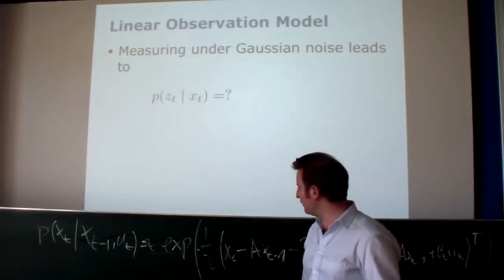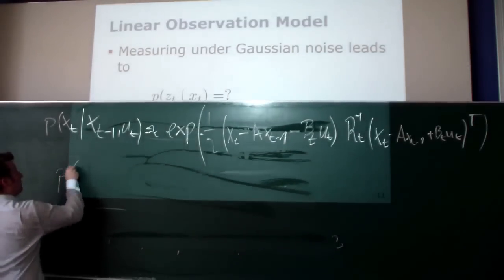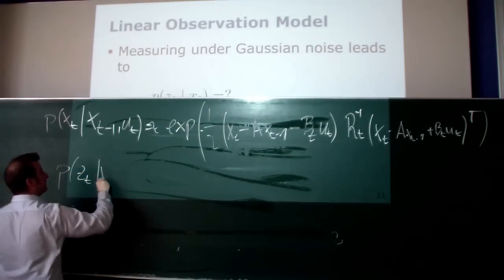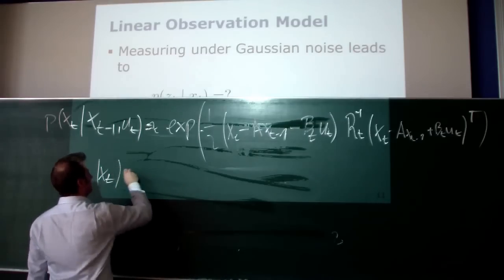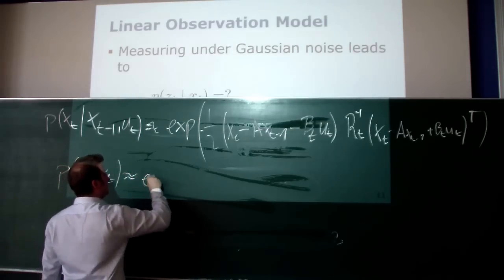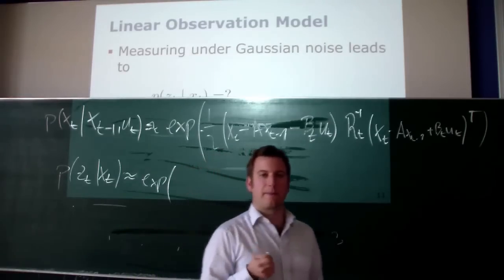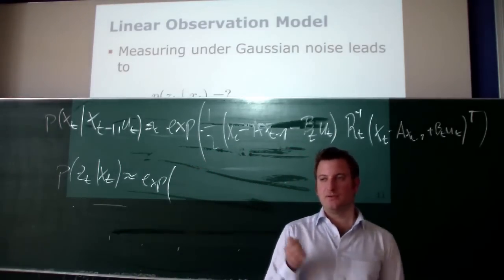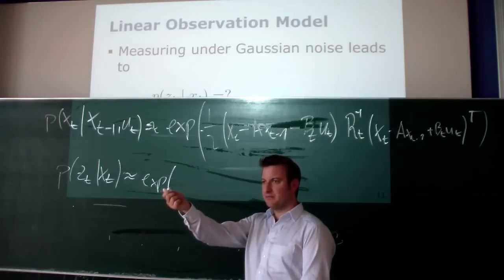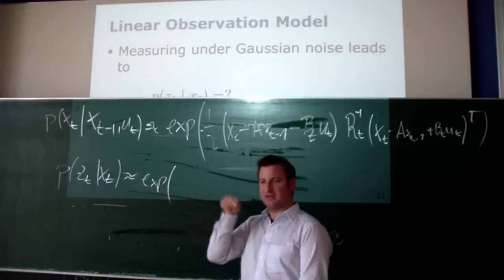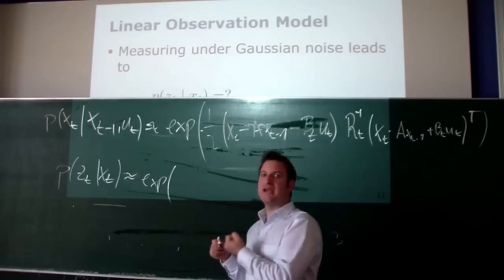Okay, let's do the same exercise for the observation. Here zt given xt is proportional to exp of. It means given my state, given I observe something, how likely is that observation given I'm in this state? So I need to compare the observation I obtain and the observation I would predict given my state.